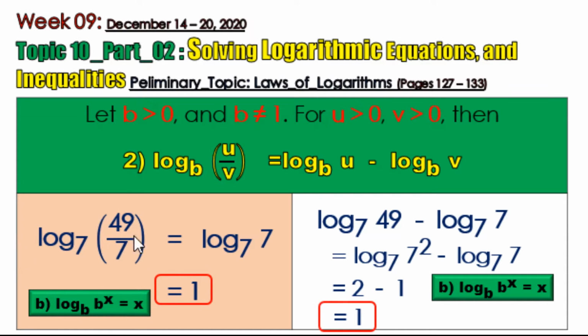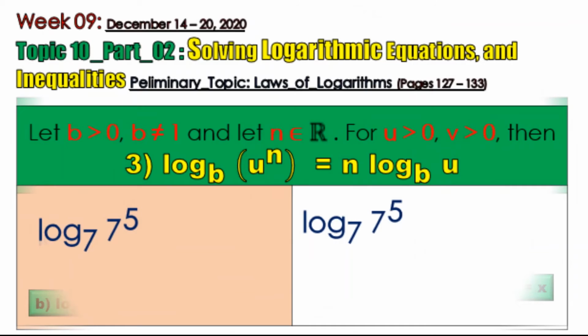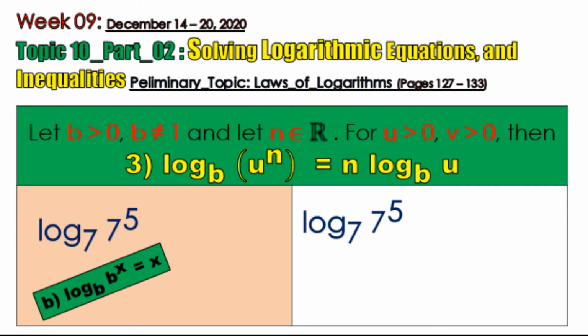So therefore, the logarithm of 49 divided by 7 to the base 7 is just equal to the logarithm of 49 to the base 7 minus the logarithm of 7 to the base 7. And for the last law, we have the logarithm of 7 raised to 5 to the base 7. So let us find the value. Still applying the basic properties of logarithm, the answer for that is equal to 5.